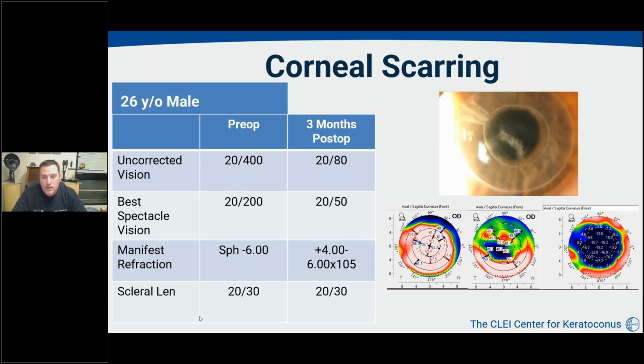And you can see that with the CTAK inlay, again, we got a really central flattening with a much more regular central astigmatism. His uncorrected vision improved from 20/400 to 20/80. His spectacle correction improved from 20/200 to 20/50. He still wore his scleral lenses during the day, which the vision didn't change. It remained 20/30.